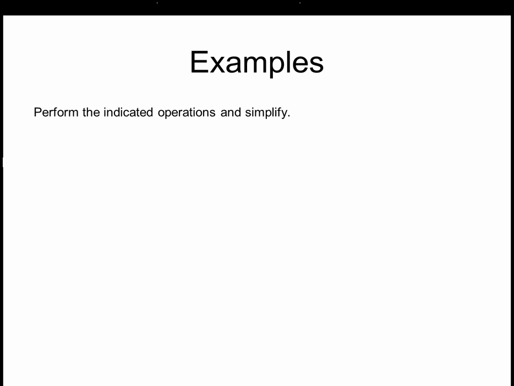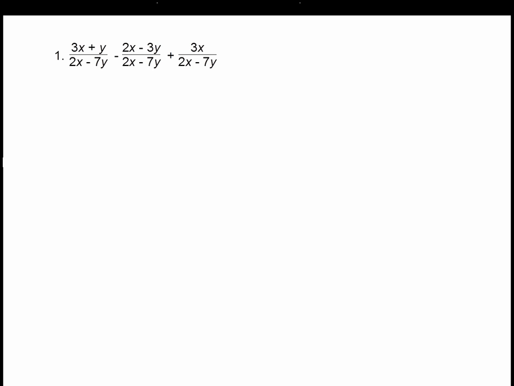So some examples. Perform the indicated operations and simplify. Here's our first one: (3x plus y) over (2x minus 7y), minus (2x minus 3y) over (2x minus 7y), plus 3x over (2x minus 7y). All the fractions have a denominator of 2x minus 7y, so we're going to keep that denominator. All of our denominators are equal, so we're in the easiest case.